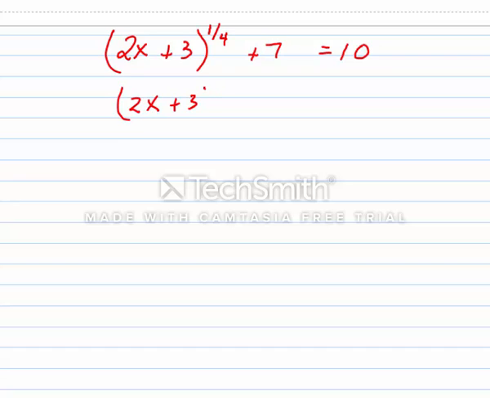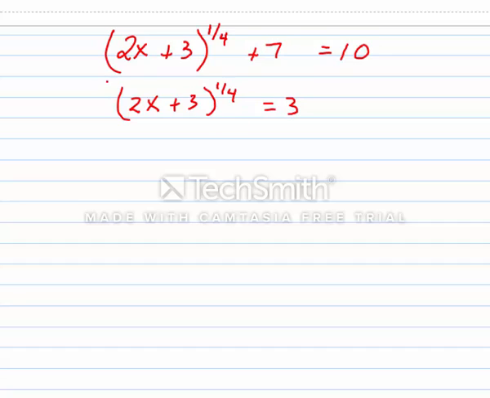What about a fourth root? So here we have 2x plus 3 to the 1/4, which is the fourth root, plus 7 is equal to 10. Now we subtract 7. We have to solve for this thing first. 2x plus 3 to the 1/4 is equal to 3.